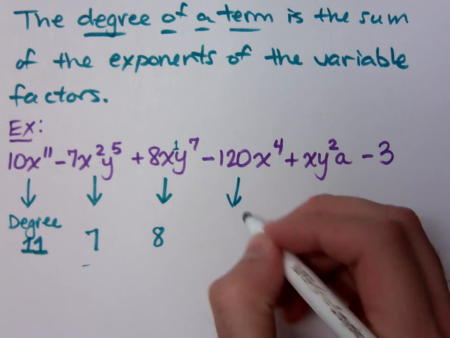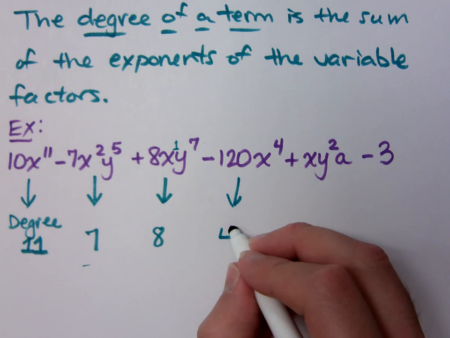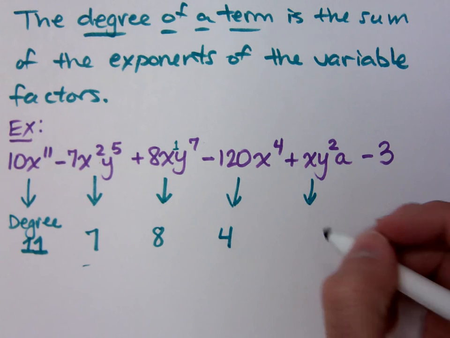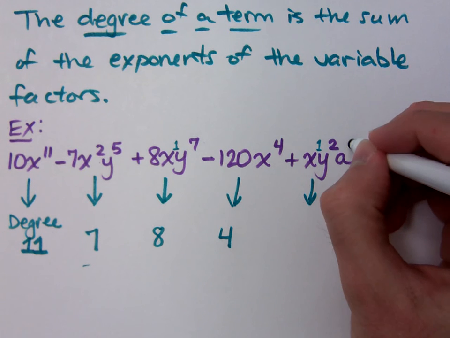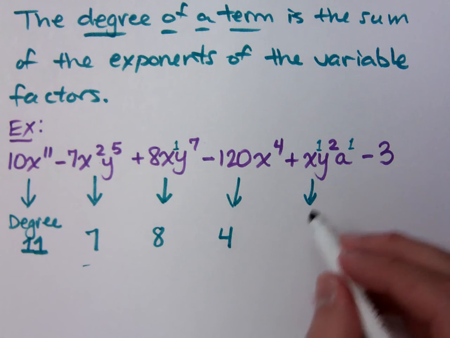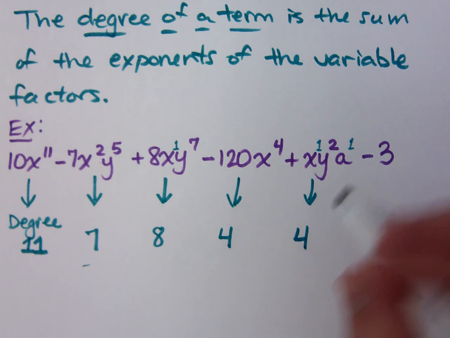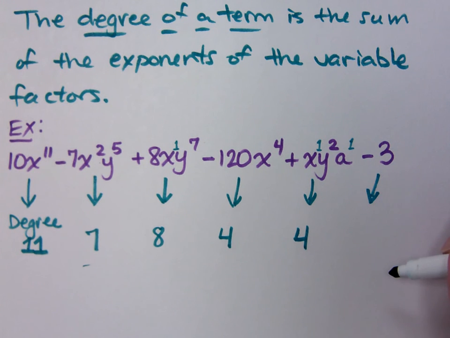What's the degree of this guy? 4. 4. What's the degree of this one? This is x to the first and a to the first, so 1 plus 2 plus 1 is 4. What about this constant piece right here? What's his degree? 0? 1. You're saying he has a variable that he can vary. Does he have any variable factors? He has 0 variable factors, so his degree is 0. I never told you 1. Don't get mad. You made me think it was. Well, then you were wrong.